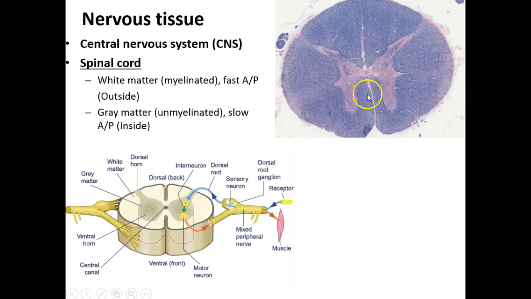But if you do want to get a picture of them like this, there are dissecting scopes over at the right. So you have white matter and gray matter in a spinal cord. You have white matter on the outside and gray matter on the inside. The white matter is myelinated, so very fast action potentials, and the gray matter on the inside is unmyelinated and is a bit slower.